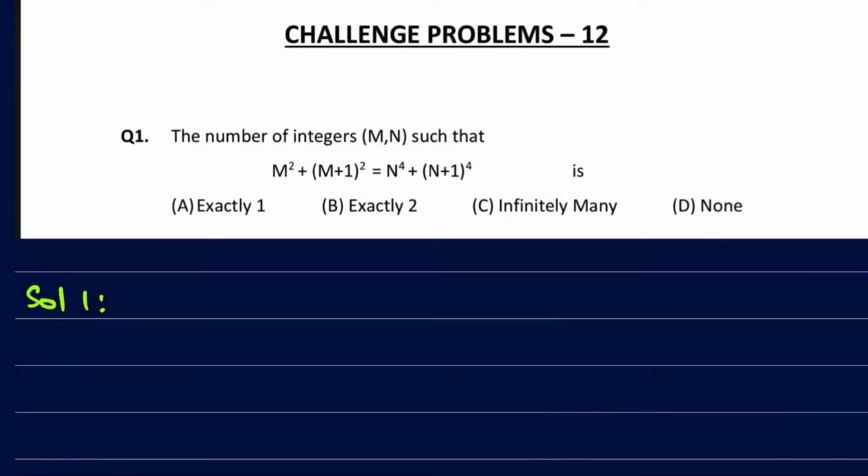Let's start with question number 1. This is an interesting problem. Here we have to find out the number of integers which satisfy this equation: (m^2 + m + 1)^2 = n^4 + (n + 1)^4.